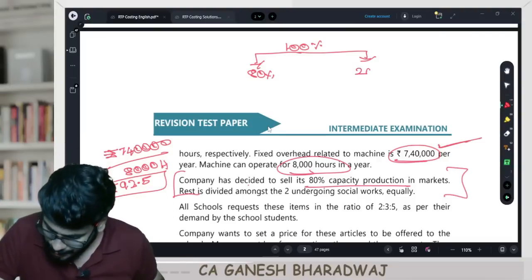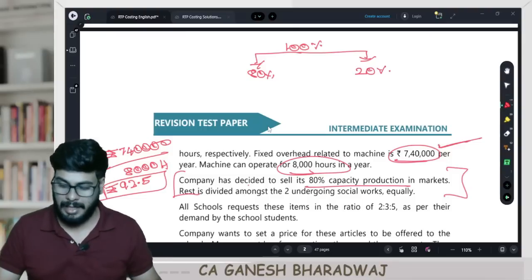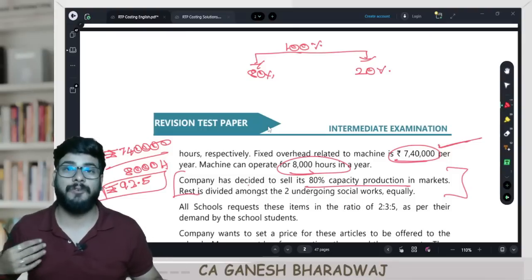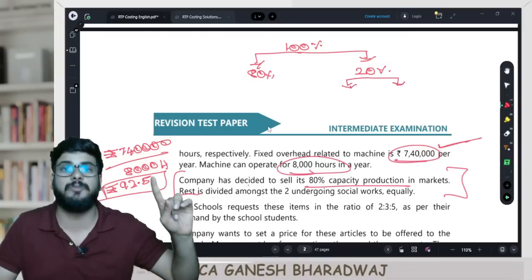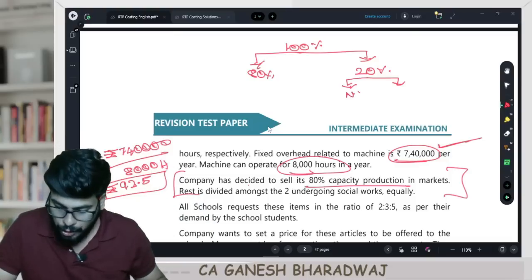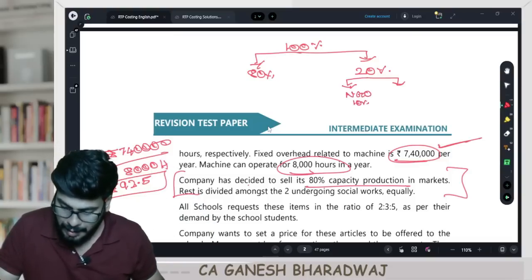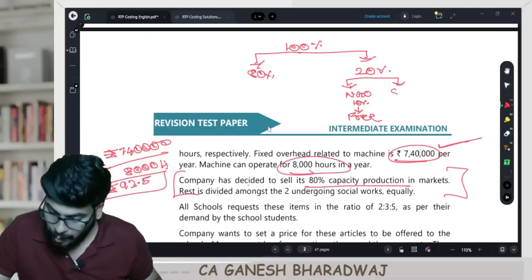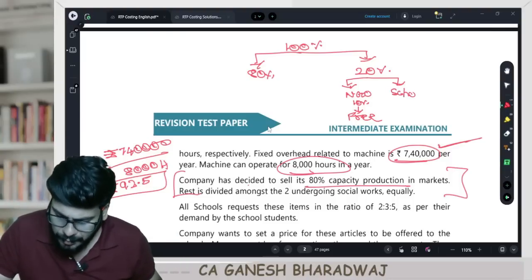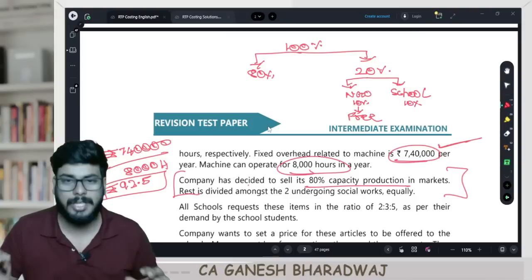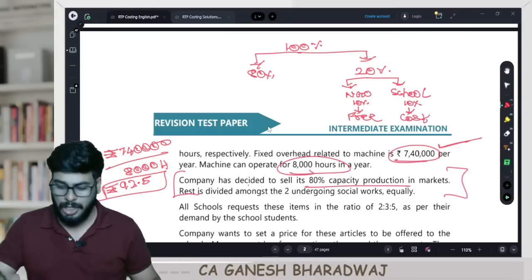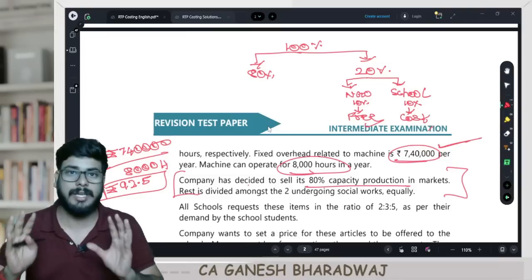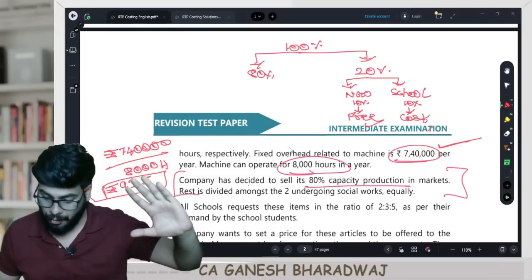Now the remaining 20% of whatever capacity is left, they are saying they are going to use this for their social responsibility measures, and that too they are undertaking two social responsibility works. One is that NGO. To that NGO, what are they doing? They are using this 10%, they are giving it free of cost. They are not charging anything. The other one, they are going to the schools. The remaining 10% of the capacity, they are using it for the schools. Here they are planning to supply only at cost. So here free of cost, here at cost. At cost means what? There is no profit that they are planning for. Are you clear with this?